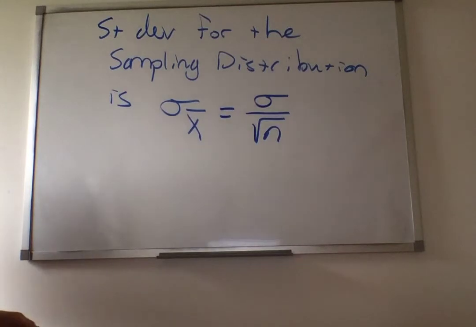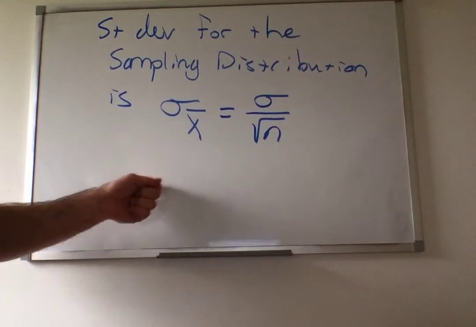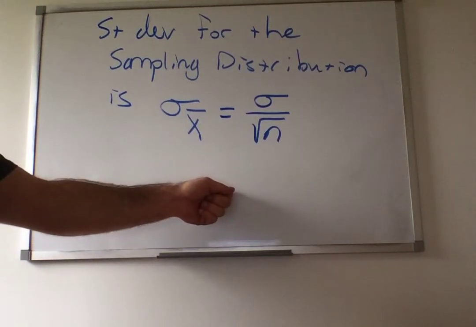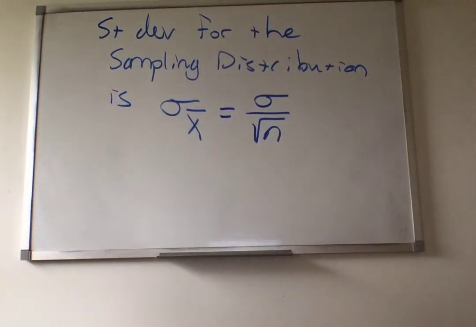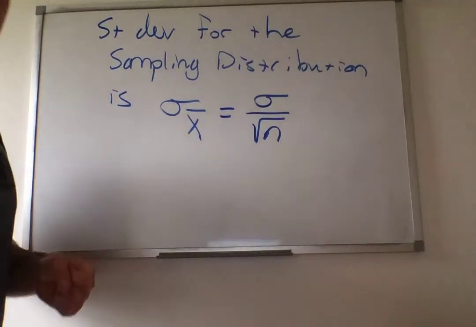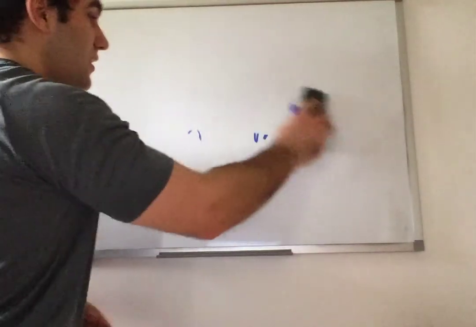So when you're finding normal CDF and doing those calculations, the lower bound, upper bound, and mean all stay the same. The only thing that changes here is you have to divide your standard deviation by the square root of your sample size, okay?